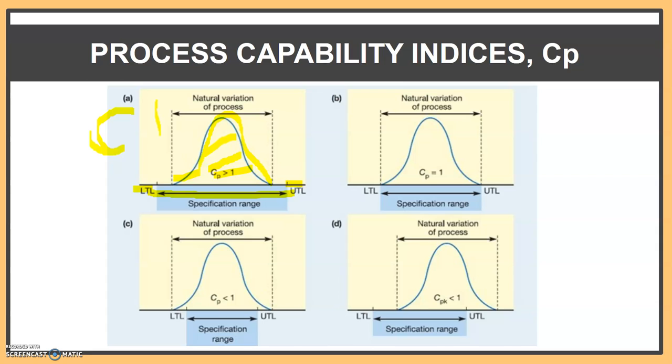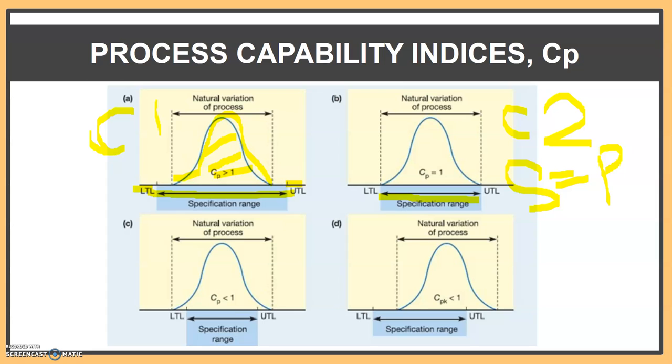This is case 2, where the CP is equal to 1. That means the tolerance of your customer is equal to the process tolerance. The customer specification is the same as the process. This is the ideal condition. That means saving time, saving cost.